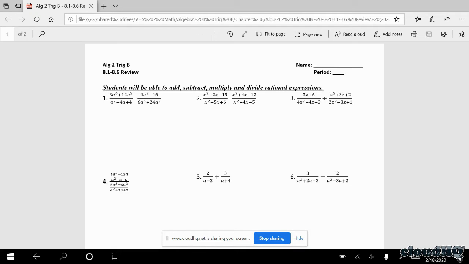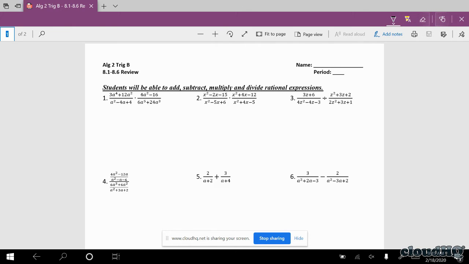All right, so for number one, we need to factor first. I can factor out 3a squared from the first numerator, leaving me with a squared plus 4. And a squared plus 4 does not factor. The denominator, looks like we get a minus 2, or a minus 2 squared.